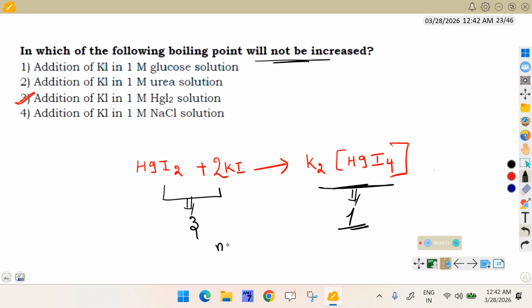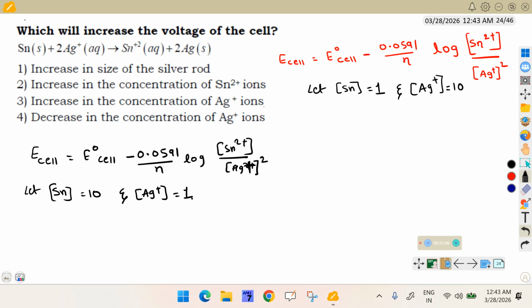So the number of moles of particles decreases due to formation of a complex compound, which will increase the voltage of the cell.